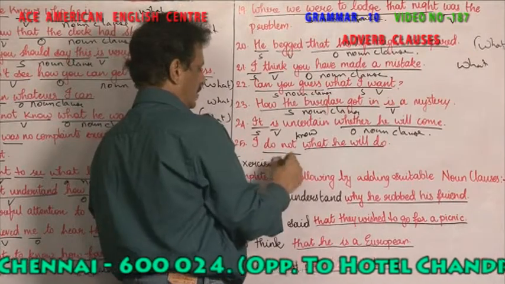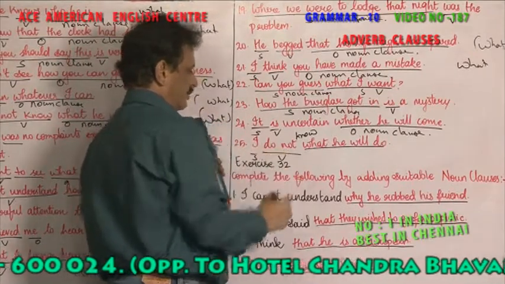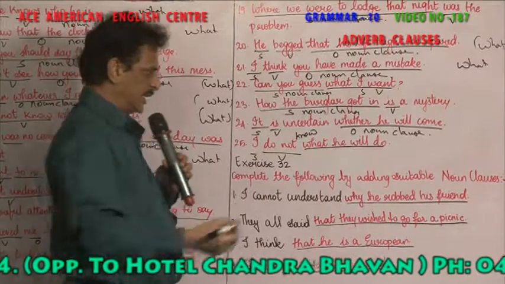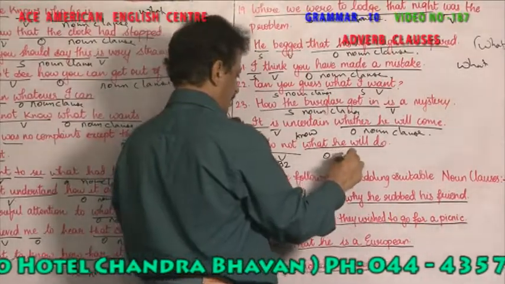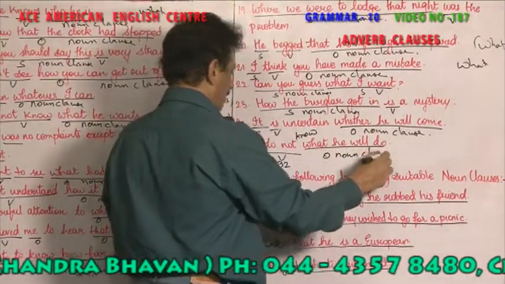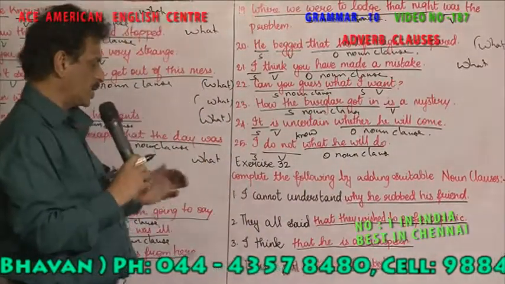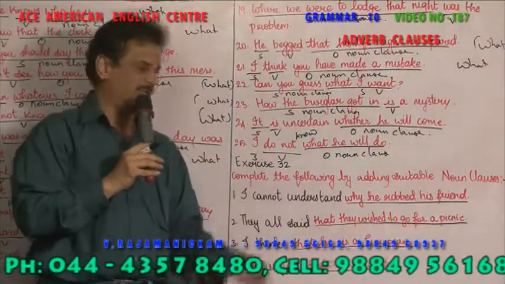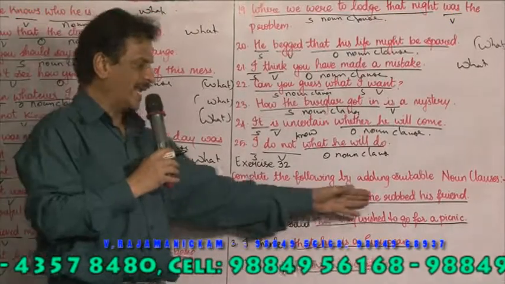I do not know what. So, I is the subject, do not know is the verb. What he will do becomes the object, and the object is like a noun, a noun clause. So, complete the following by adding a suitable noun clause. I cannot understand. You can use any sentences. Why he robbed his friend?